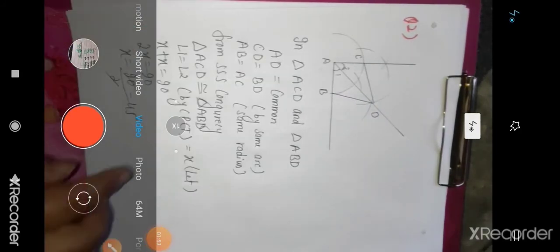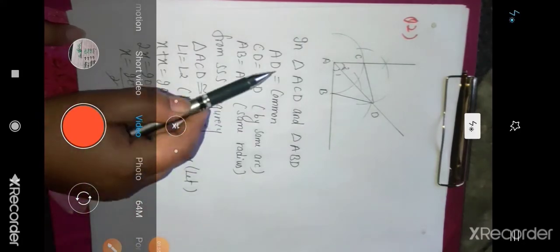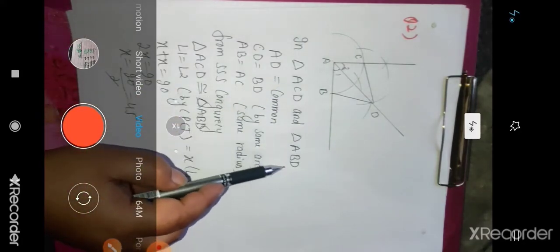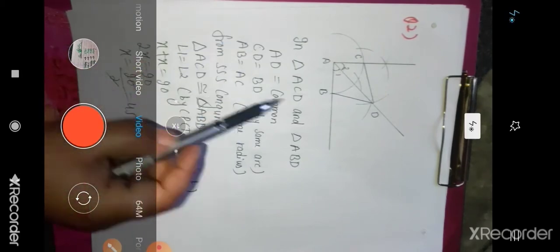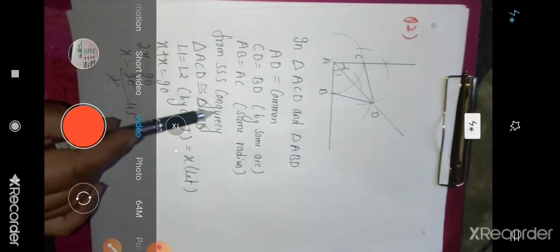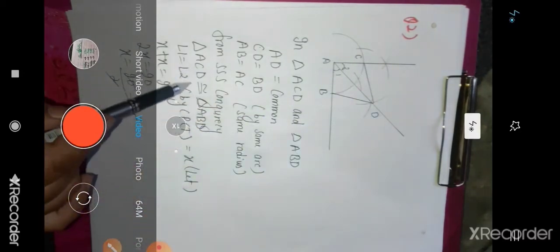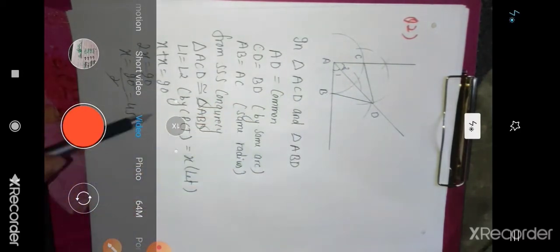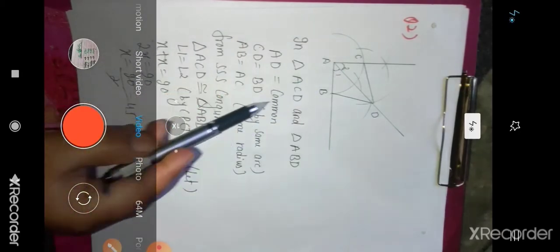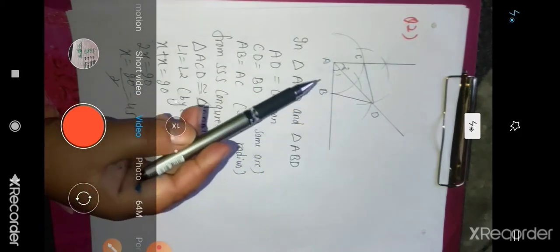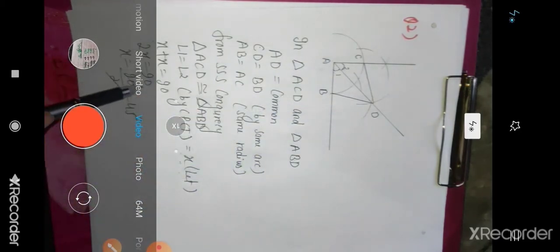Whatever I told you, you can see that I have written here. In triangles ADC and ABD, AD is common and CD equals BD by the same arc, AB equals AC, same radius. From SSS congruency, both the triangles are congruent. By CPCT, you can say that angle 1 is equal to angle 2. We have assumed it as x. Now x plus x equals 90 degrees. Why? Because you know that this whole angle is 90 degrees. Now 2x equals 90, so x equals 45 degrees. Hence verified this angle.